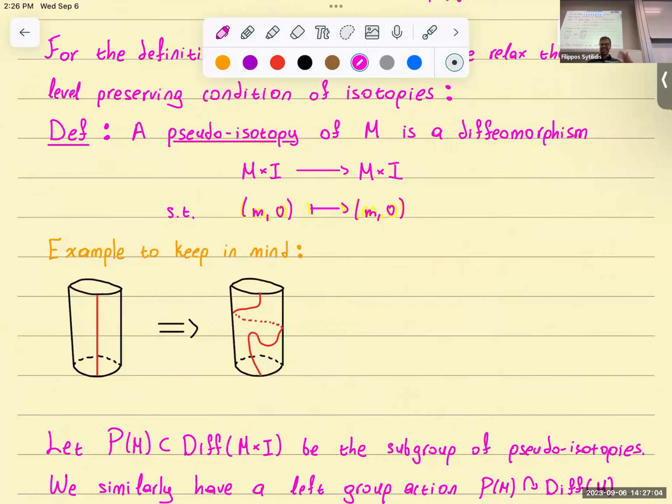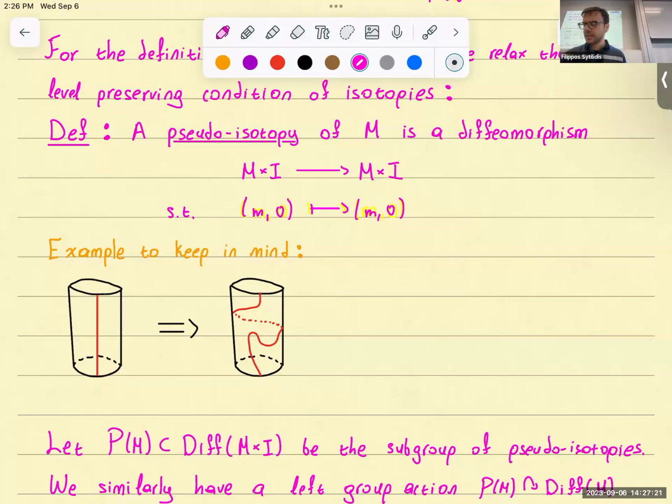So it's take an isotopy, but it's not going to be level-wise preserving anymore. It's just any diffeomorphism that at zero is the identity. Yeah, that's the only thing I'm asking for. Exactly.